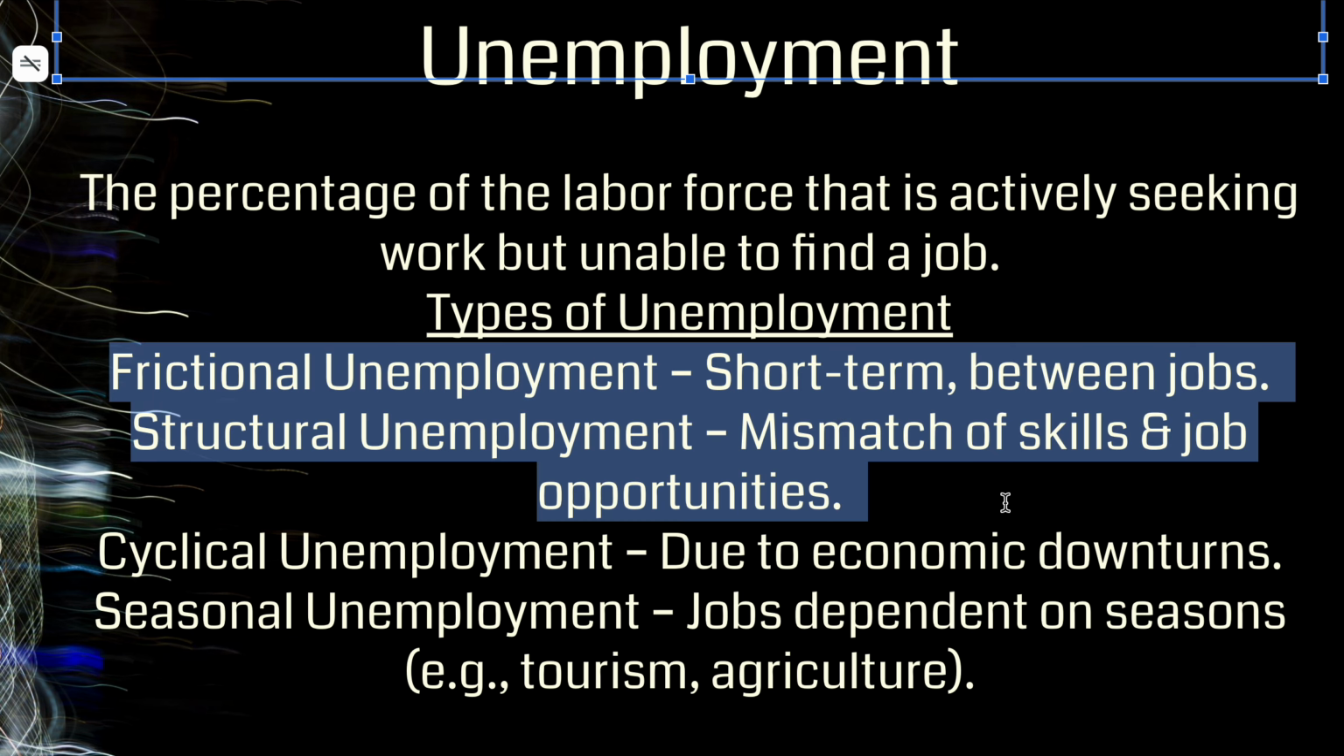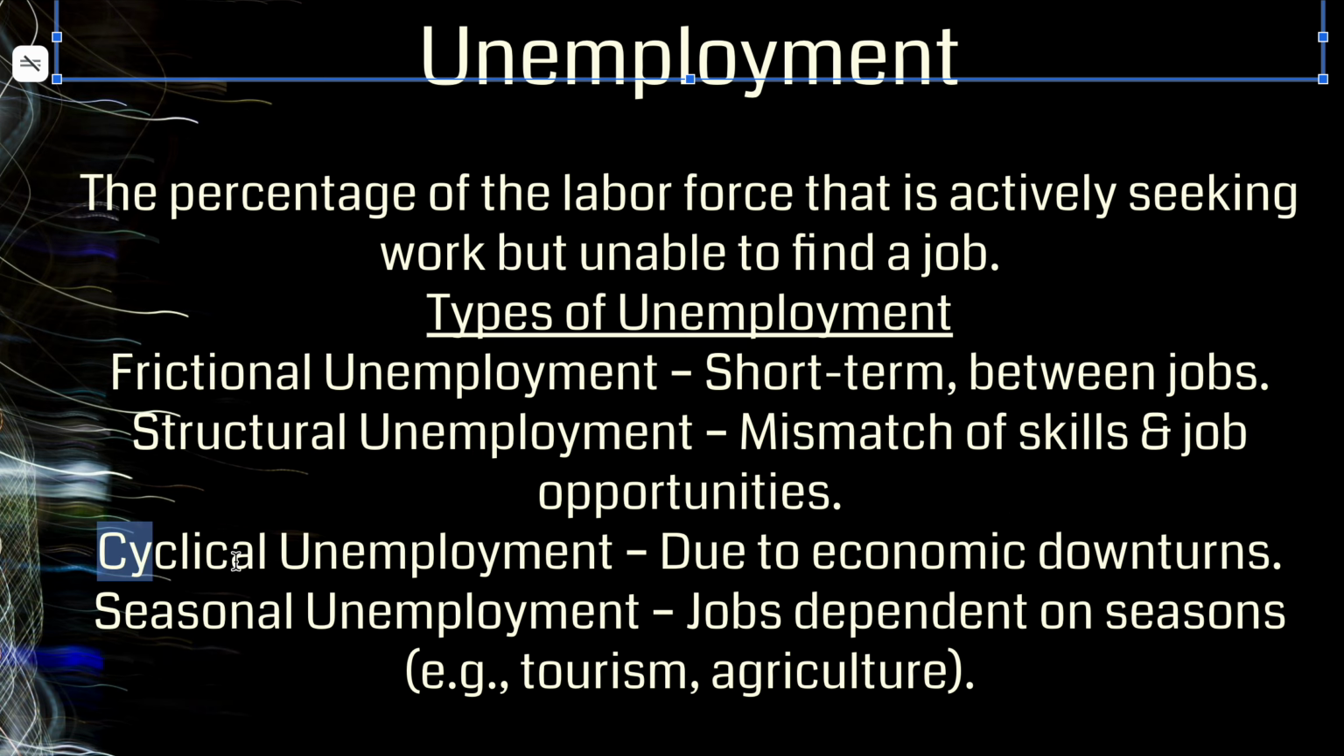One is frictional, which is short term. So like someone, I just quit my job last month, I'm starting a new one next month. That's frictional. Structural is when there's a mismatch of skills and jobs. So for example, we're seeing that happening right now with AI, where people have certain jobs with certain skill sets, and if they don't match the type of jobs available, they're not working. So usually that's about 4 to 5%.